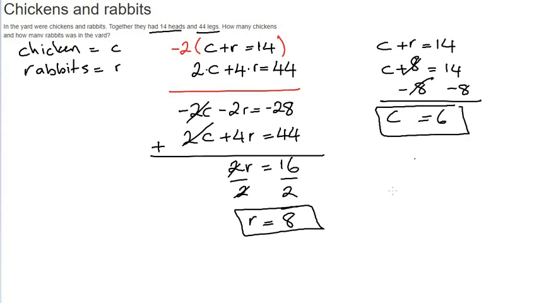So I can say that the number of chickens is 6 and the number of rabbits is 8. So this would be the solution to this system of equations. And we used the elimination method.